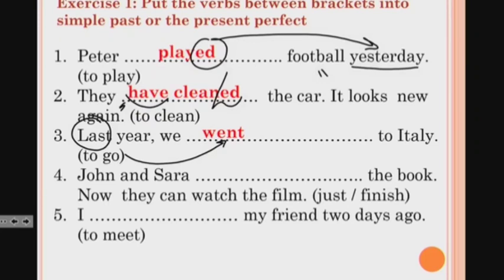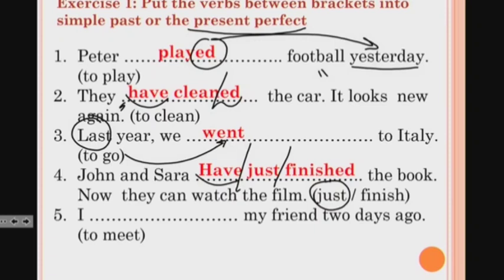Four, John and Sarah, two people, we have the verb to finish with just. Finish, just. What do you say? Whenever you have just, already, and yet, you use the present perfect, and you say, have just finished. They have just finished the book. Now they can watch the film. So, as I said, whenever you have just, already, and yet, you use the present perfect.